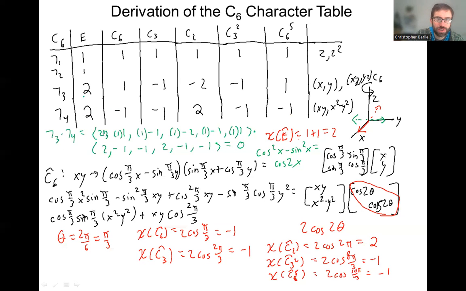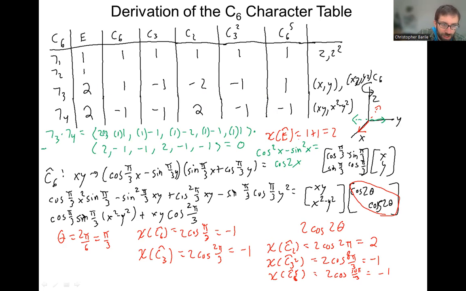Let's do that math. It's basically 2 times 2 is 4, plus 1 times negative 1 is 3, plus negative 1 times negative 1, which gets us back up to 4, and then plus negative 2 times 2, that gets us a negative 4, so now we're at 0, plus negative 1 times negative 1, which is 1, plus 1 times negative 1, which is negative 1. So the 1 here and the negative 1 there cancel each other out. So we did indeed get 0.